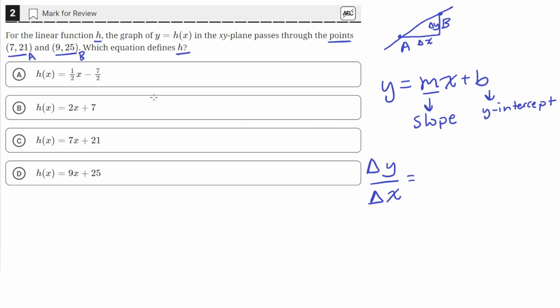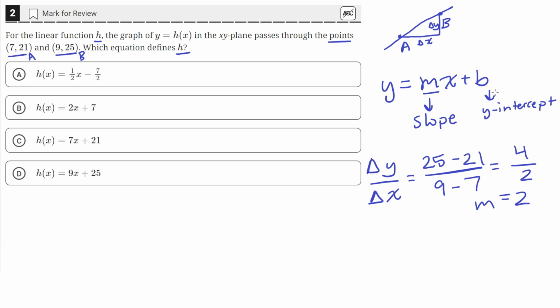So the change in y is going to be the difference in the y values. So we can subtract 21 from 25. And for the change in x, we can do the same, where we do 9 minus 7. So this just equals 4 over 2, which is just equal to 2. So that means the value of m is 2. The slope of this line is 2.